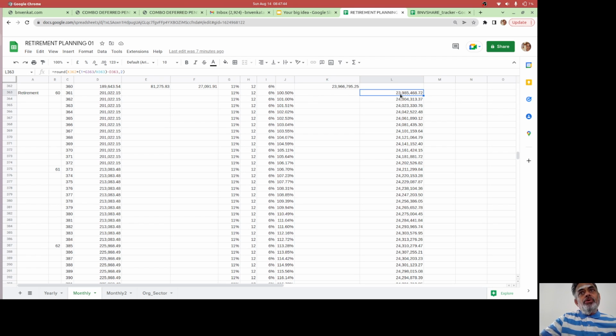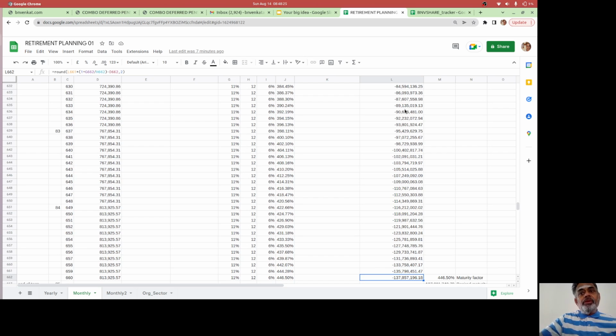And now the previous figure was in the K column, but for the next year it will be in the same L column itself. The previous month's corpus fund multiplied by 1 plus inflation divided by the frequency factor. Now we can copy this field, and this is calculated at the end of it.